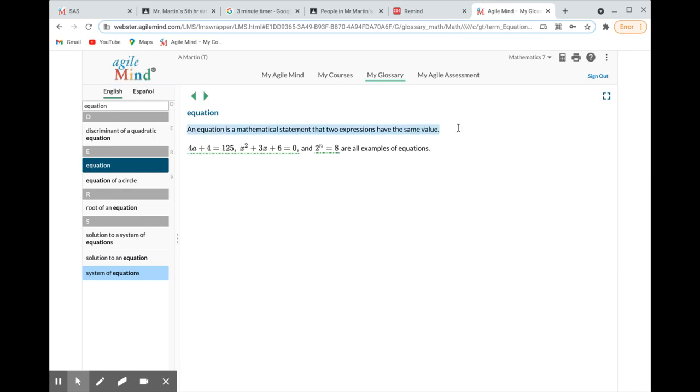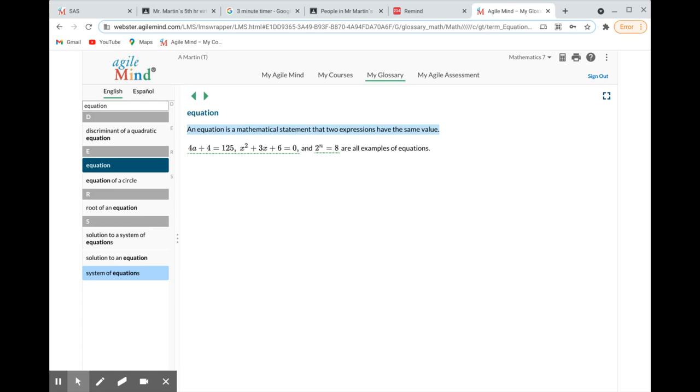Natalia, read what an equation is. An equation is a mathematical statement that two expressions have the same value. Right, an equation is a mathematical statement that two expressions have the same value. So that's saying that 2 plus 2 is equal to 1 plus 3. That would be an equation. Or 1 plus 2 is equal to 3 would be an equation. So I'm going to give you a couple of seconds to get that written down as well, and then we'll move on.